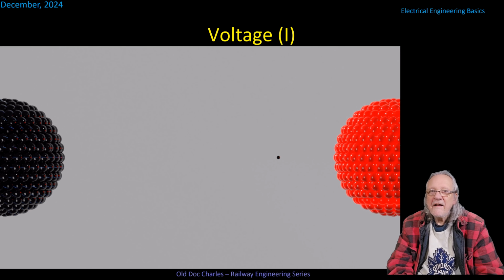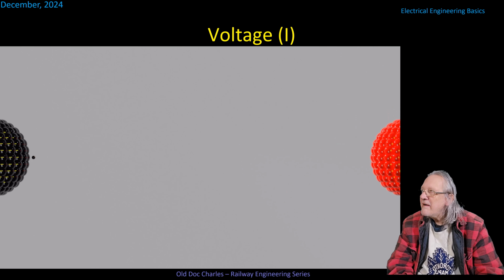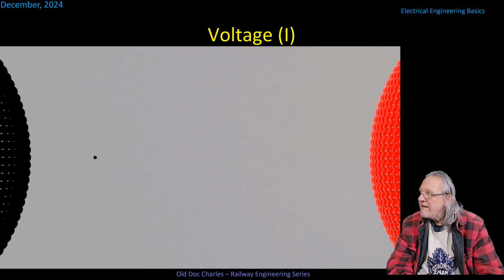As shown, electrons move when a voltage is applied. The speed of the electron depends on the voltage. If the voltage is reduced, the electromotive force is less, and the electron moves slower. If the voltage is increased, the electromotive force is more, and the electron moves faster.